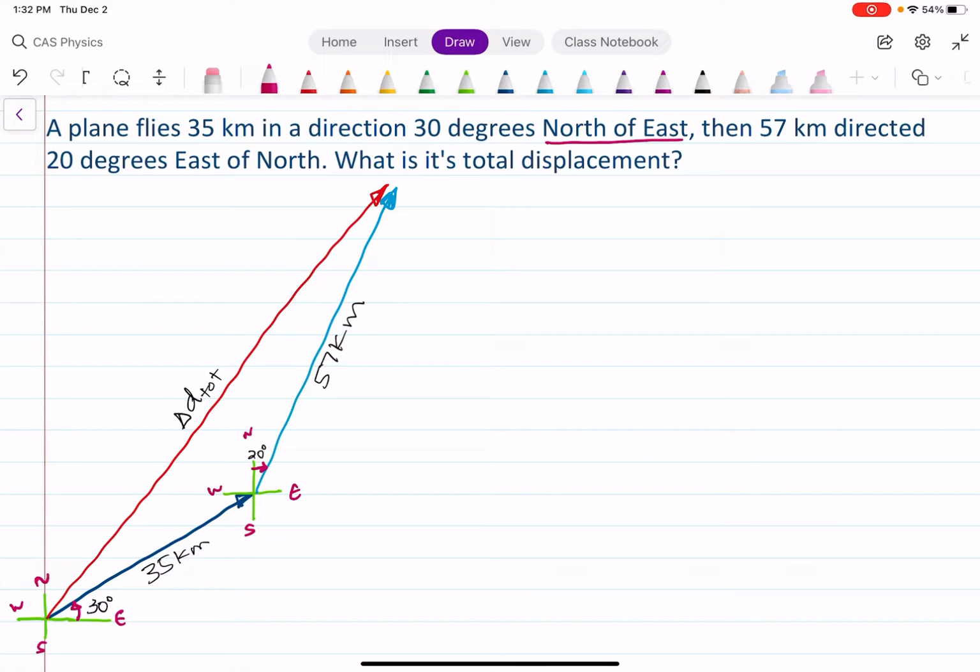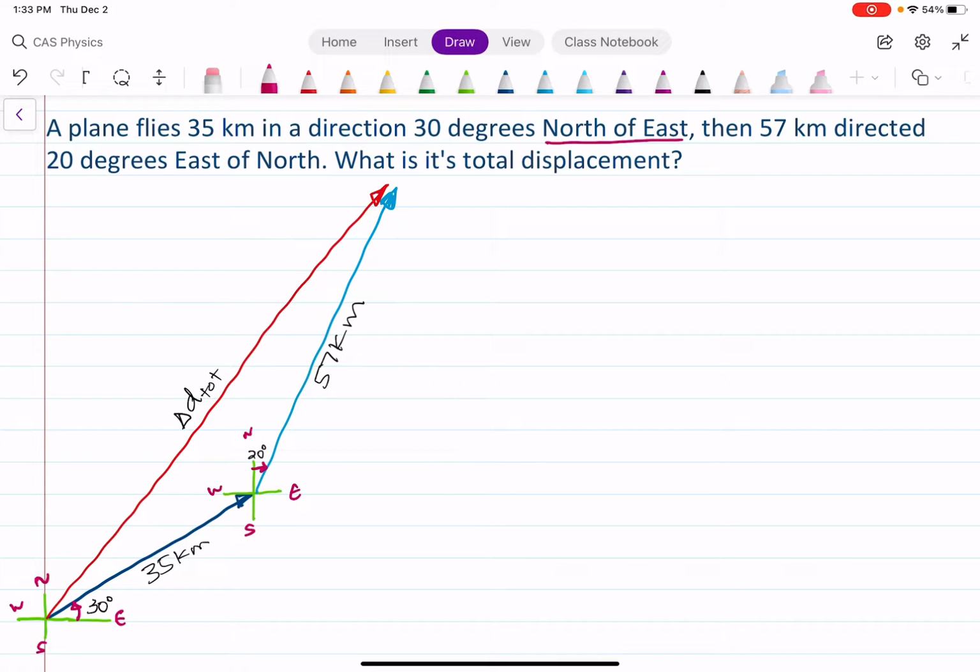I did this on purpose, just the north of east, east of north, to sort of get you to play around with those terms and understand them. So then the length of that arrow is 57 kilometers. So ultimately what we're looking for is this red arrow, which represents the total displacement, delta D total, of the whole trip. All right, so we're going to solve this by adding components.